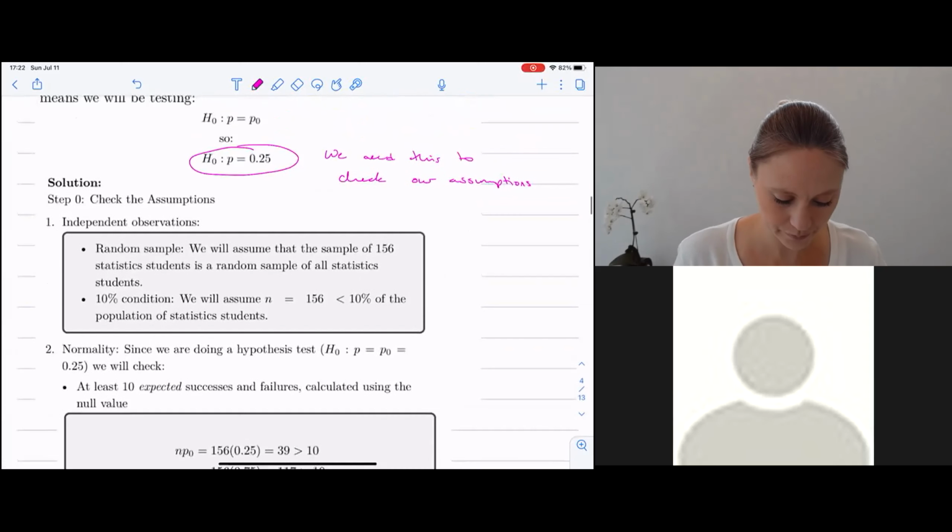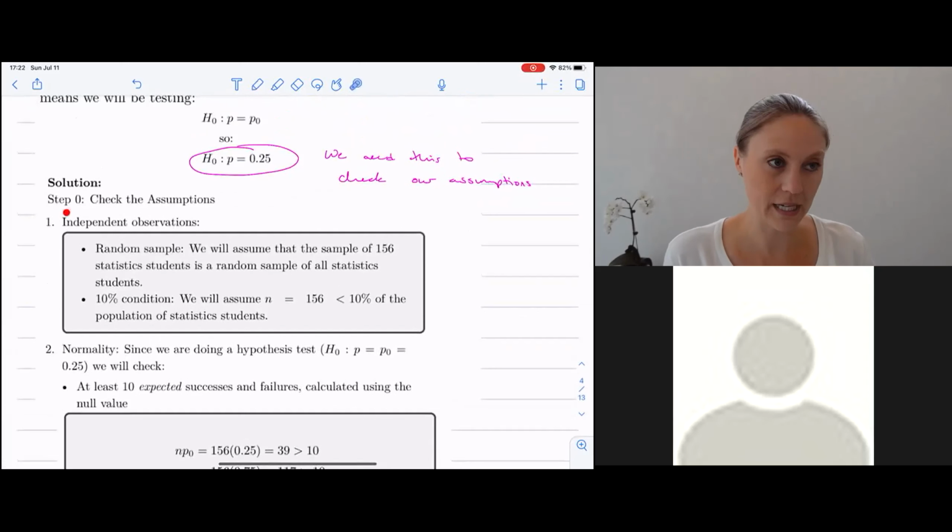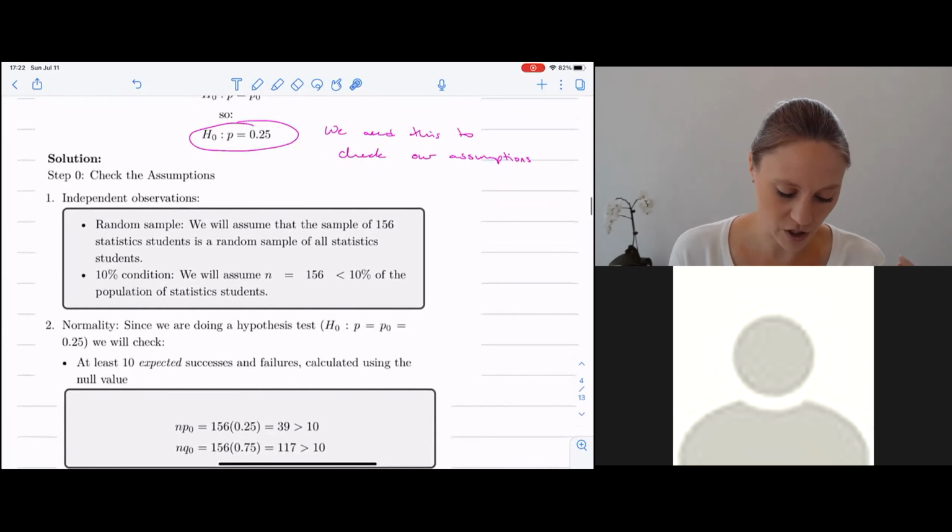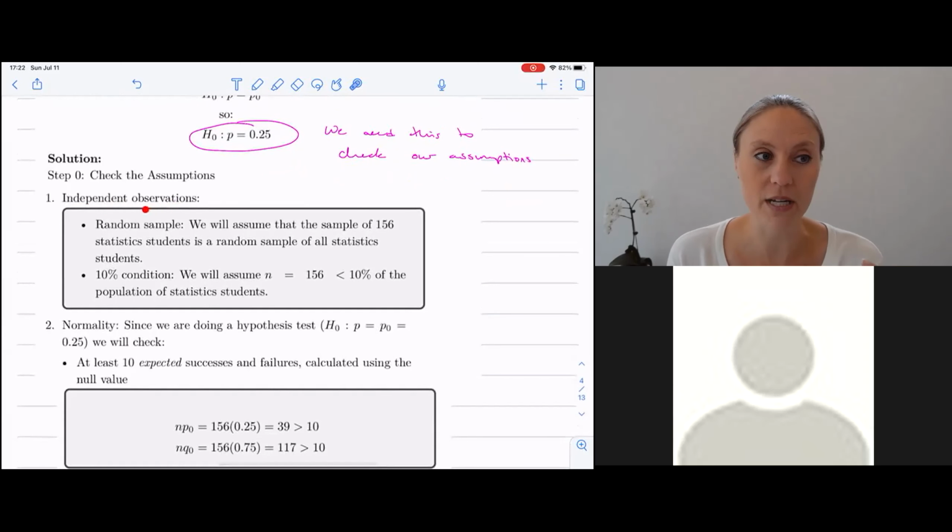All right. So I've got it as step 0, right? Because we're checking assumptions. That's the first thing that we have to do. And then we can go through and actually do this hypothesis test. So first thing we have to check is if we have independent observations.